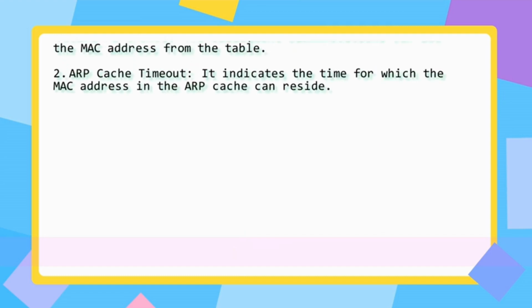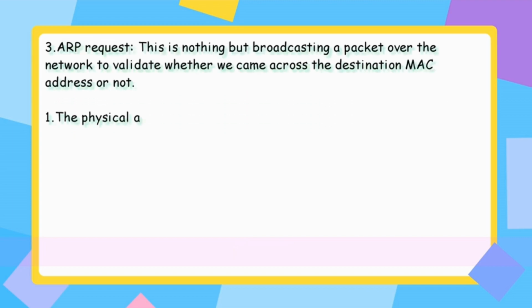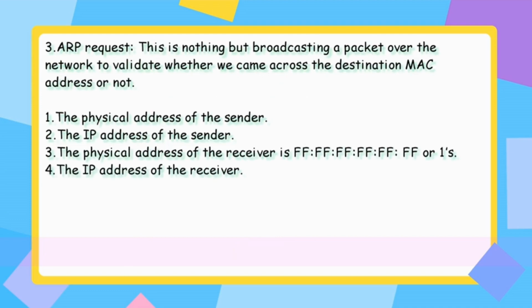First, ARP cache. After resolving the MAC address, the ARP sends it to the source, where it's stored in the table for future reference. The subsequent communication can use the MAC address from the table. Second, ARP cache timeout. It indicates the time for which the MAC address in the ARP cache can reside. Third, ARP request. This is nothing but broadcasting a packet over the network to validate whether we came across the destination MAC address or not.